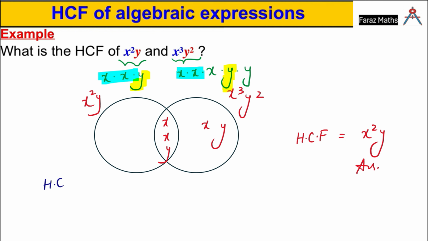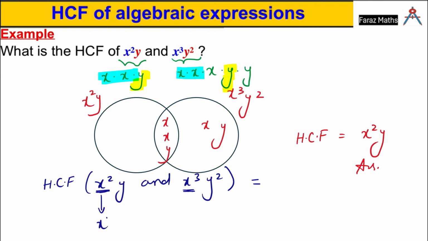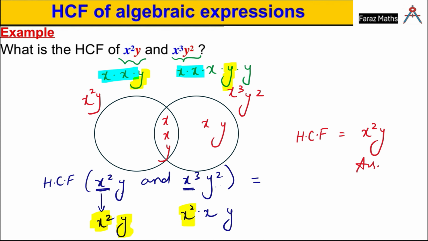Or you can find the HCF of x square y and x cube y square by thinking in this way: x square and x cube. X square is present in both, and in x cube you have x square, which you can write as x square times x. In between y and y square, y is present in both. So x square is present in both and y is present in both. Therefore, x square y is the HCF.